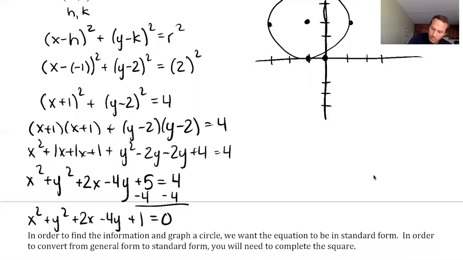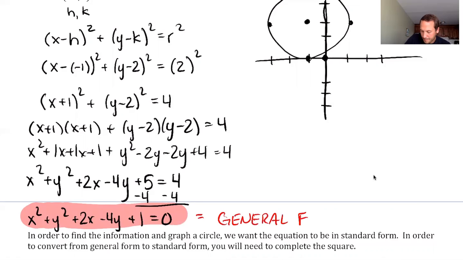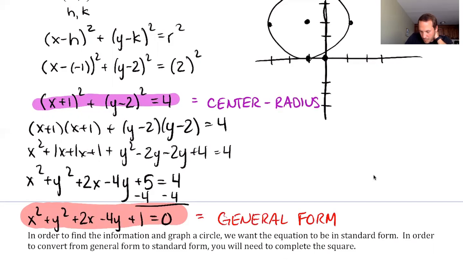Okay, so let's go through these two different ones. This one right here, that's general form. And this one over here, this is our center radius form. So those are the two main forms of our circles that we have.